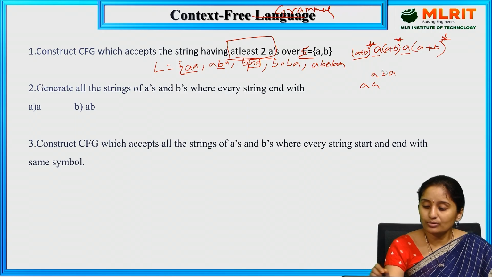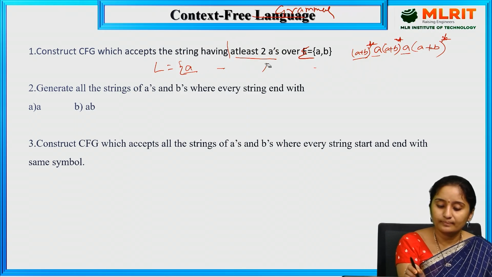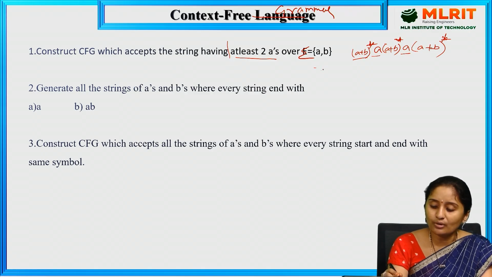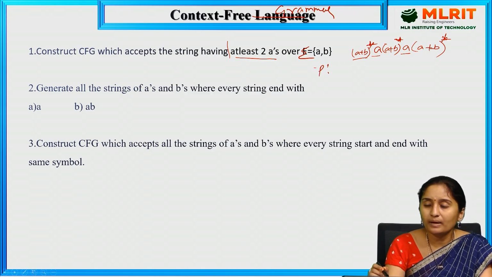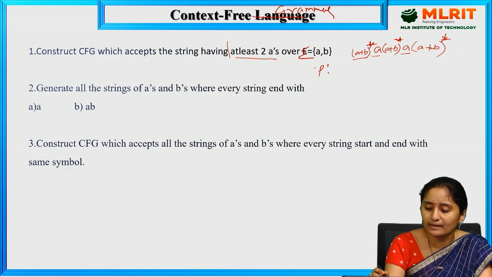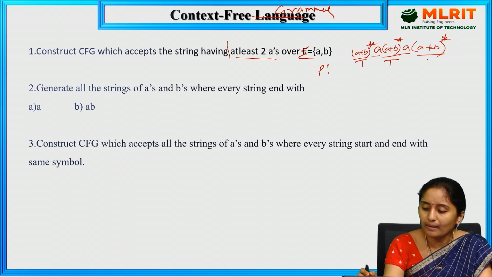So let us see how to construct the context-free grammar productions. Let me take the common letter as some variable, like X or T, anything you can take as a non-terminal letter. So let me take it as T. The common one is A plus B.